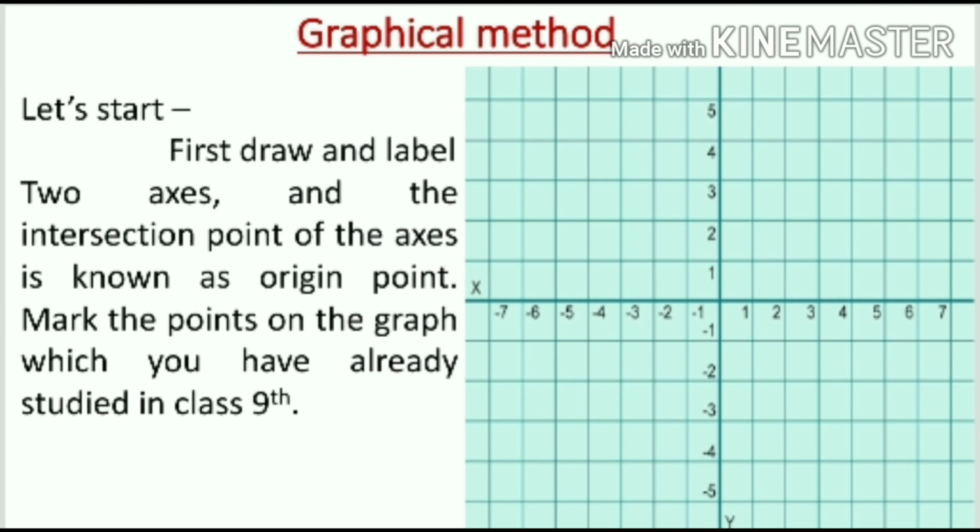So let's start. On a graph, as you know, there are two axes, x axis and y axis, and x dash and y dash. The x axis is positive, x dash is negative. Same thing, y is positive and y dash is negative, already studied in class 9th. The intersection point of both axes is known as the origin, whose coordinates are 0, 0. We have already discussed and studied these things in class 9th, so you will not have any problem in this. Now how will we solve any question?